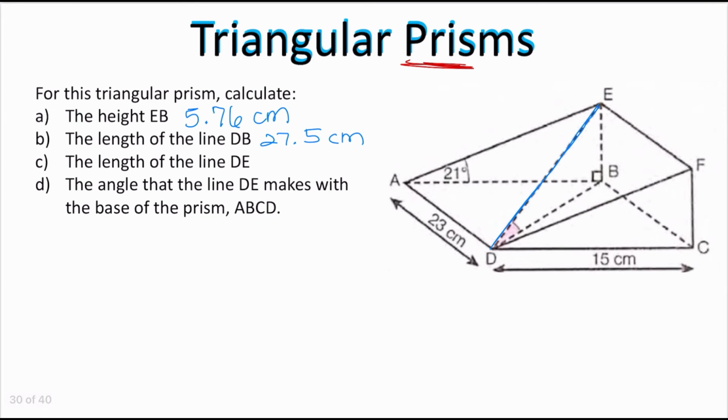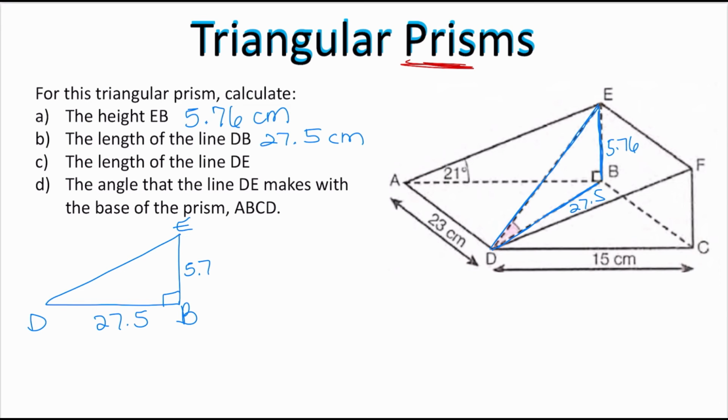If you focus on the answers that we've already been asked to find, we know that EB is 5.76 because we were asked to find that in part A. We know that DB is equal to 27.5 because we just finished finding that in part B. And now they're asking us to find DE. Well, what I have is a right triangle, which I'm going to redraw right here. This is E, B, D, and I know that DB is 27.5, EB is 5.76.